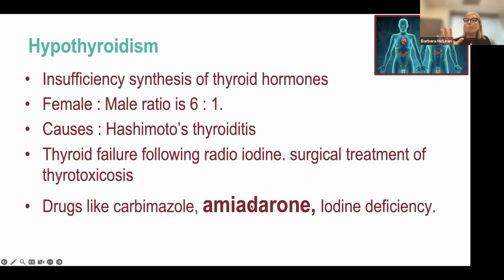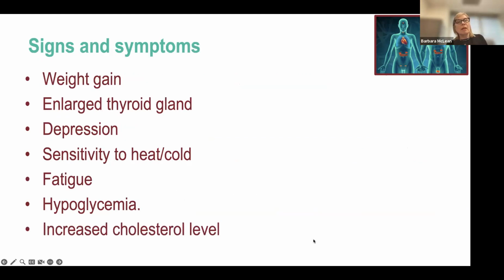Amiodarone is one of the major agents that's associated with hypothyroidism. Now, typically, you're not going to see that in the critical illness patient, where we're using IV amiodarone. But patients who are on amiodarone for longer periods of time have converted to oral, they go home, and now they come back and they have hypothyroidism. Amiodarone is an iodine-based agent.